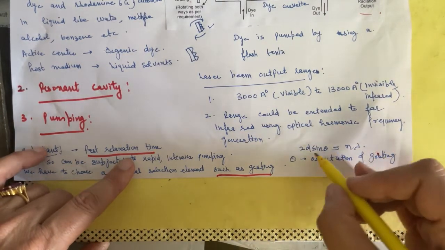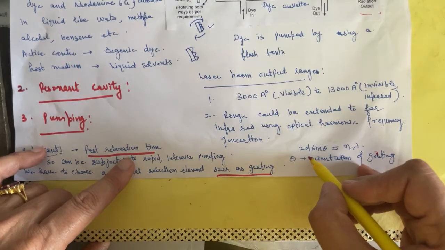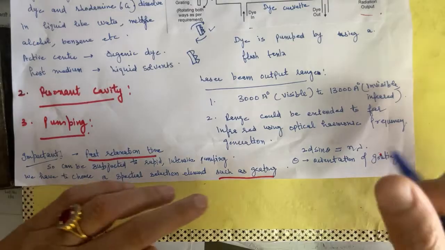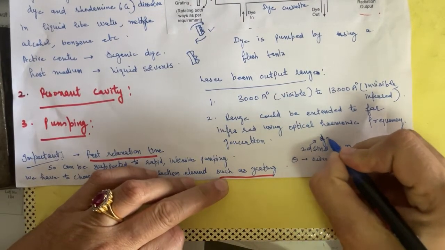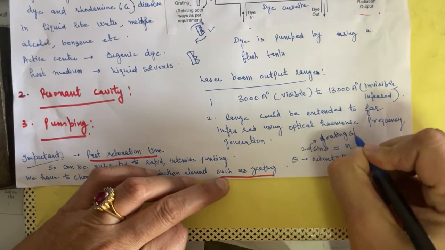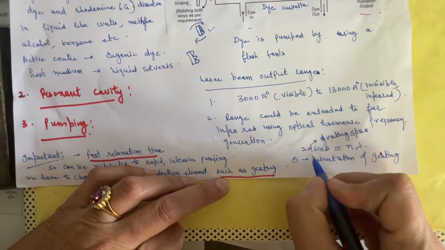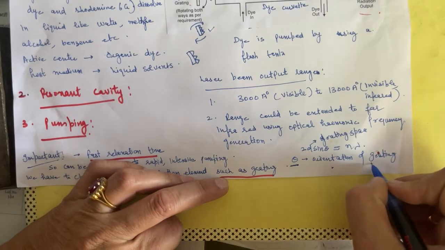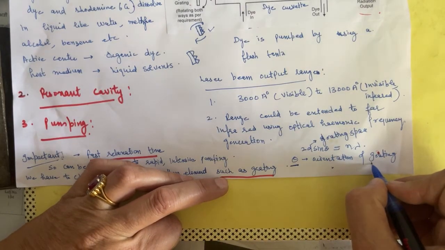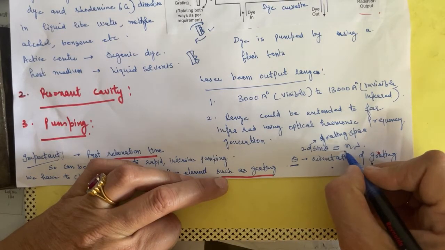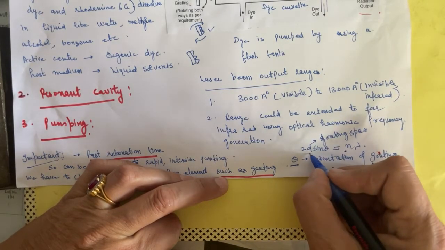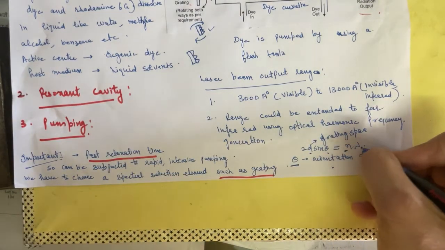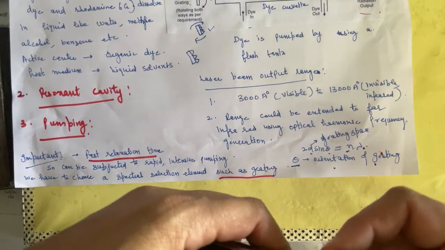Clear? Where d is the grating space, theta is the orientation of the grating, and n is the order of reflection. So d we know, n we know, theta we know. What about lambda? Lambda is the radiation wavelength.